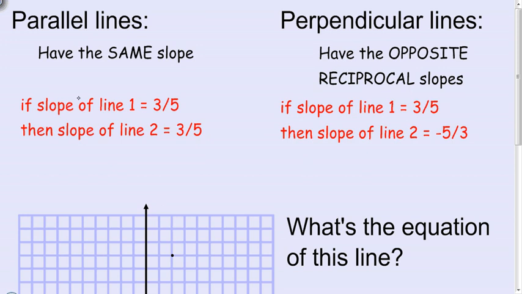So quick summary here, parallel lines would have to have the same slope. For example, if one line has a slope of 3/5, then the other line has to have a slope of 3/5. Perpendicular lines would have opposite reciprocal slopes. So if one of them has a slope of 3/5, the other one has to have a slope of -5/3. And remember, if I multiply slopes of perpendicular lines, I will end up getting a product of -1. You can see that right here. I get a -15/15, which is -1.